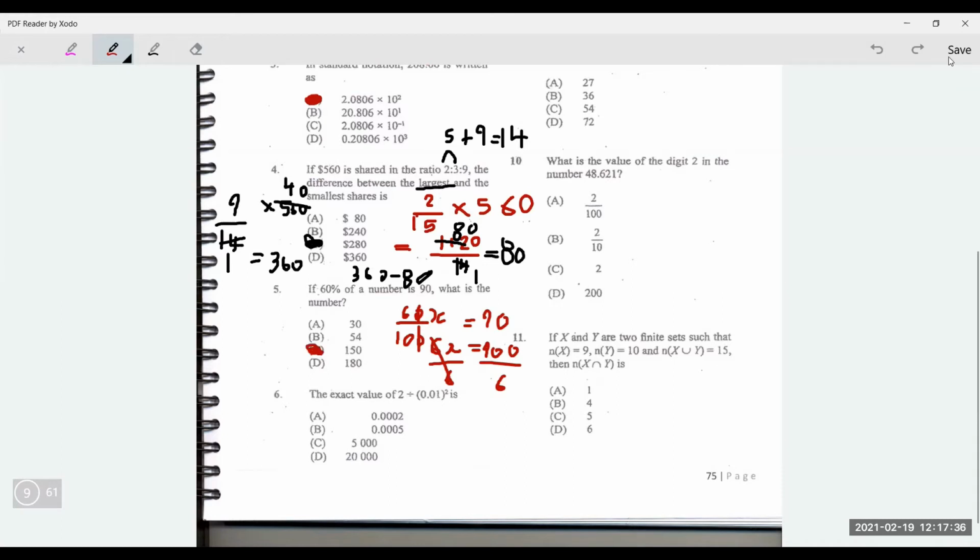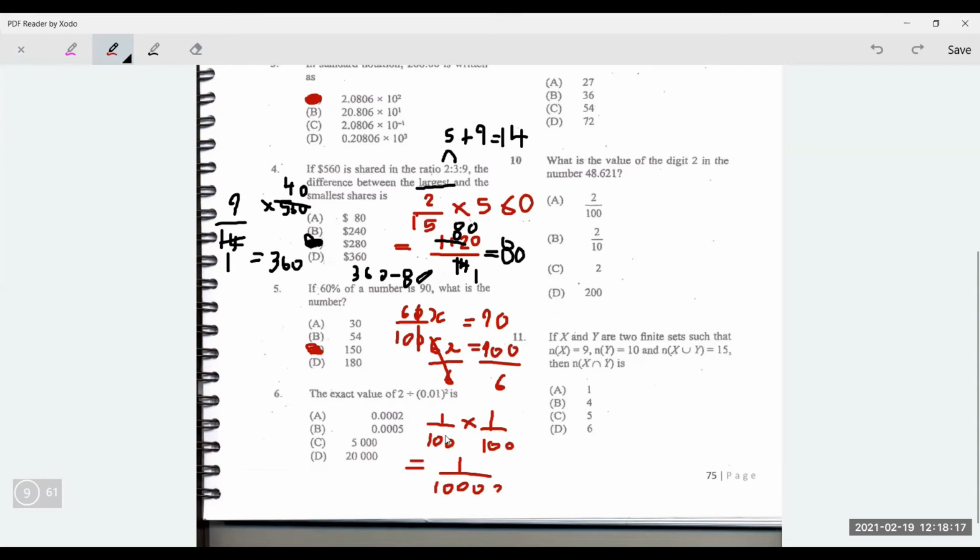Too easy. Nice. Wonderful. Question 6. It says find the exact value of 2 divided by 0.01 squared. So first we need to work out what is 0.01 squared. I don't like to work with decimals. I convert them to fractions. 0.01 squared is 1 over 100 multiplied by 1 over 100. 1 over 100 multiplied by 1 over 100 is 1 over 100 times 100. I believe that is, let's see, 1, 2, 3, 4 zeros.